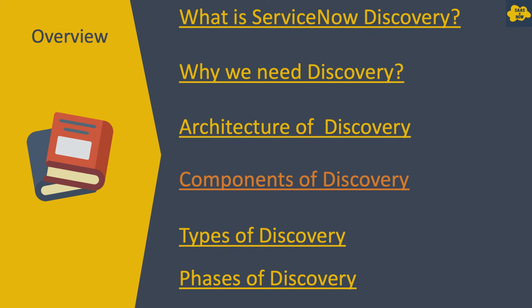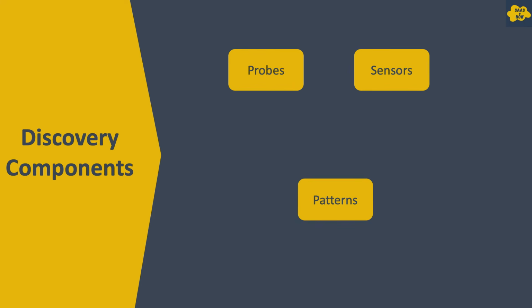The next topic for this section is components of discovery. The question is how discovery finds configuration items. And I will answer this question with the main components of discovery, which are used to find devices and applications. And those components are probes, sensors, and patterns.